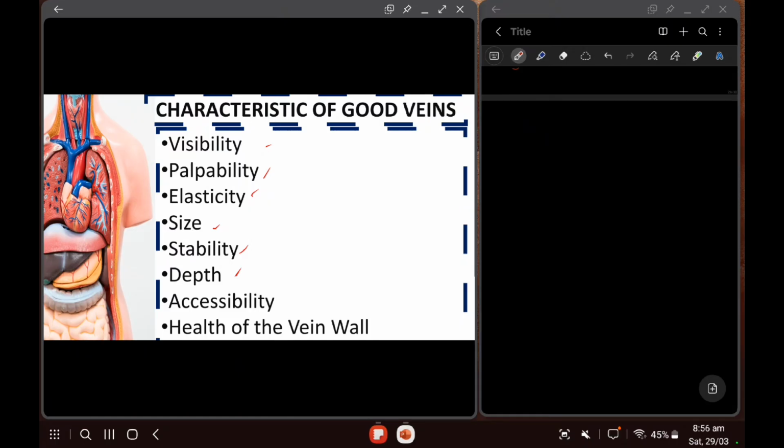Then, accessibility. The easier access location is the antecubital fossa, which may make the venipuncture process more comfortable and efficient. And we have health of the vein wall. So, the healthier the vein wall, the less damage there can be. So, during the venipuncture process, kailangan natin ma-reduce yun. So, syempre, the more na healthy yung veins natin, the more na madali natin makakatusok tayo doon sa vein na yun.